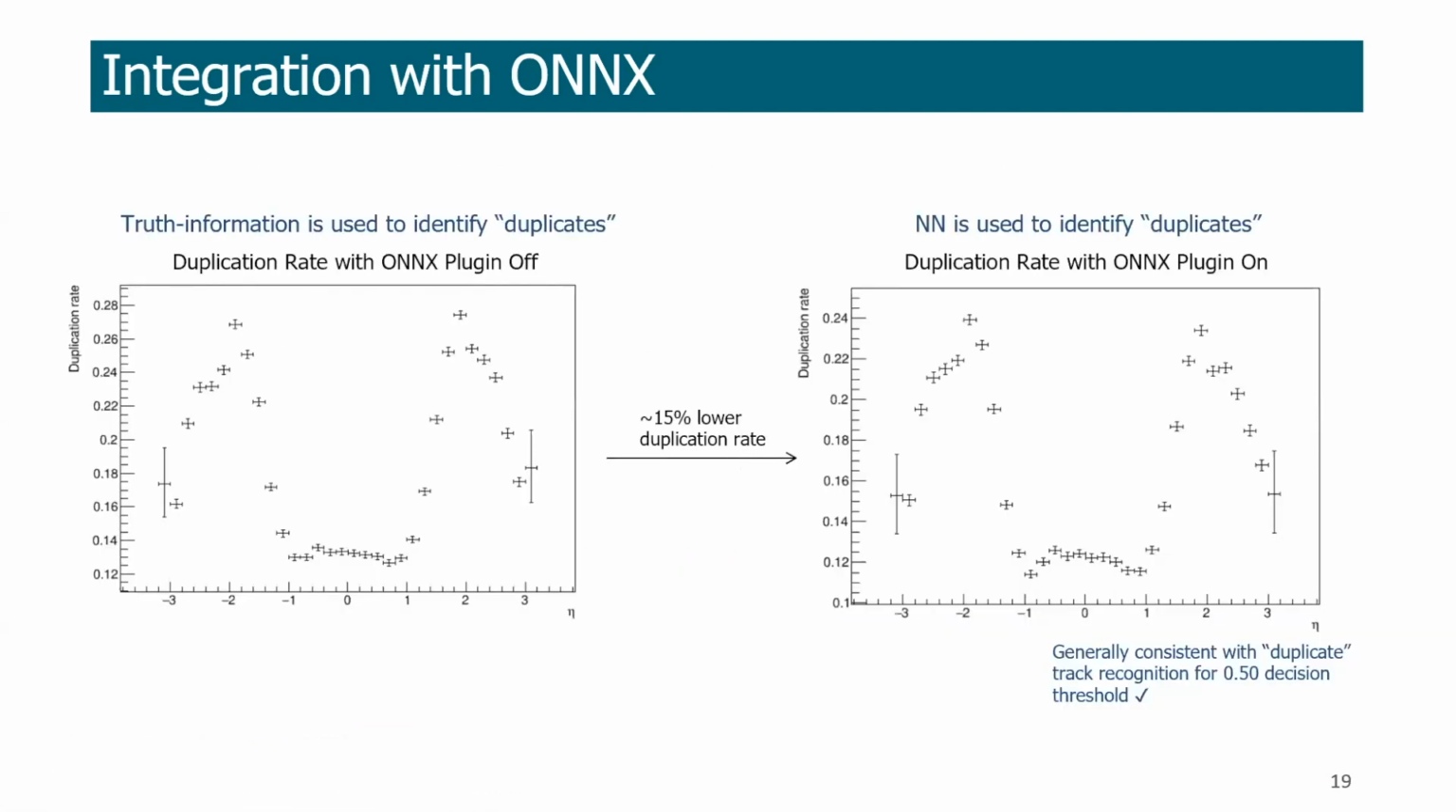So just to preliminarily validate my model and my changes to ACTS, I ran CKF twice on the same set of simulated particle trajectories. Once where truth information was used to identify duplicates, and once where my neural net was used. And in this plot of duplication rate versus eta, you can see here an approximately 15% lower duplication rate. And that's generally consistent with the duplicate track recognition of 85% found for a 50% decision threshold.